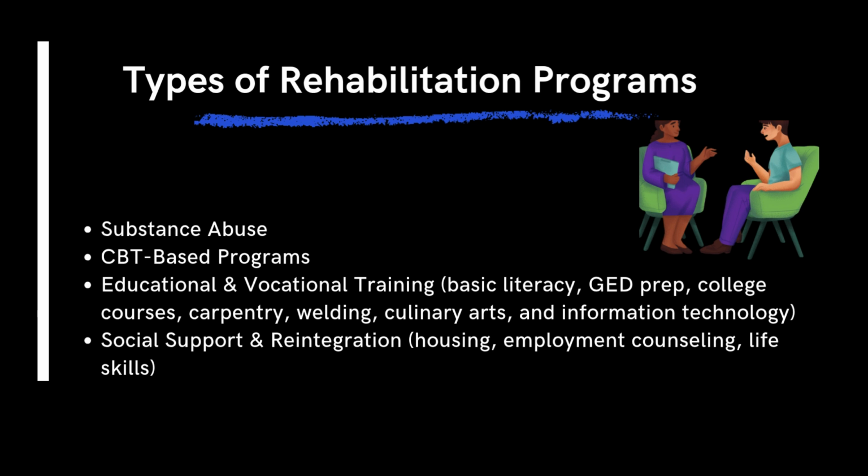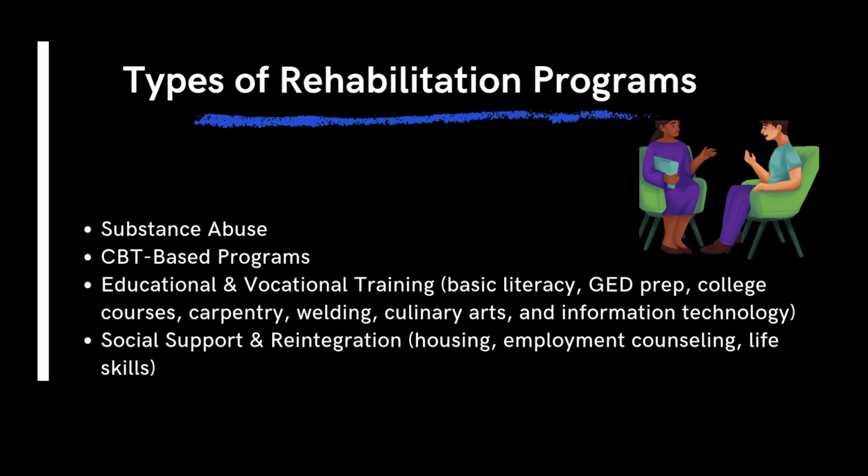The social reintegration programs include assistance with housing, employment counseling, and life skills. Mentors, where formerly incarcerated individuals connect, take on a mentee, are common. These programs also focus on helping the offender build a positive support network through family relationships and community ties, as these are essential for emotional support and stability.